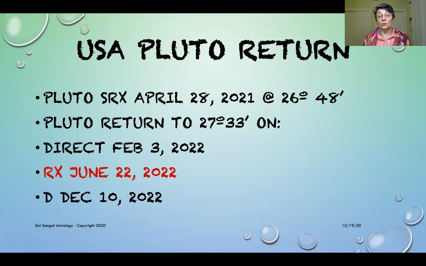But the actual precise exact conjunction will happen on February 3rd, 2022. And then it will be three times because Pluto will be retrograde, as it usually is for about 5 months a year. So there will be a retrograde conjunction on June 22nd and then Pluto goes direct again on December 10th. So the year 2022 will be the really crucial year for the United States in regards to the transformation, maybe transmutation, of this country.